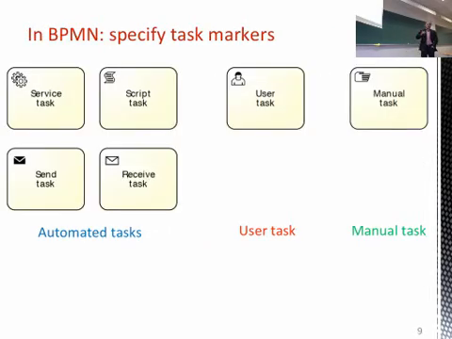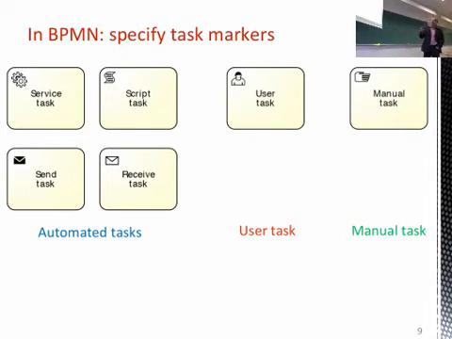So in BPMN, which is a language designed to support both conceptual processes and executable processes, there is a more refined set of tasks, but it corresponds to these three. There is a notion of a manual task, which has a hand icon. There is a notion of a user task, which is a little person icon. By default, in most big business process management systems, this will be the default type of task. When you throw in something, it will be assumed it is a user task. If you want to make a manual task, you have to explicitly make it. If you want to make an automated task, you have to explicitly make it.